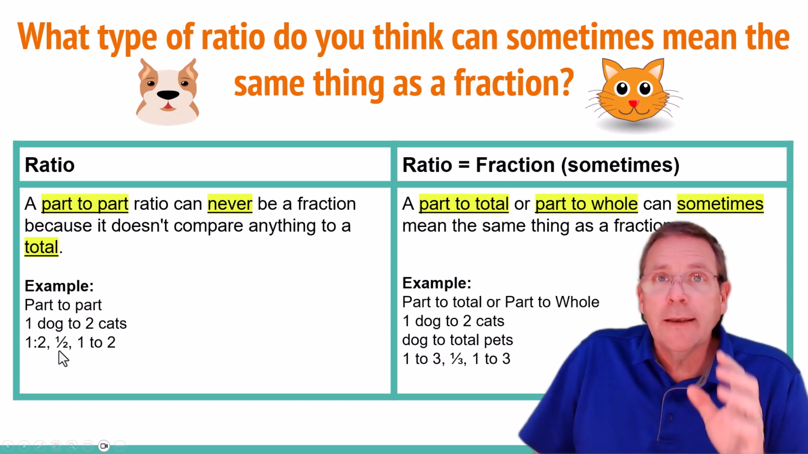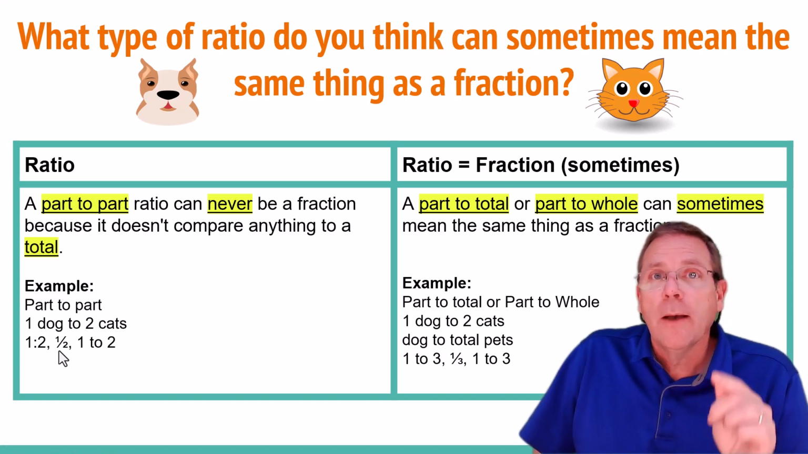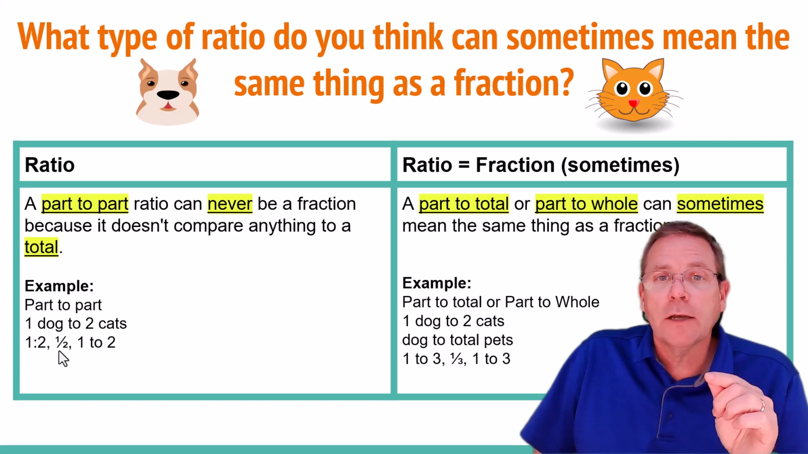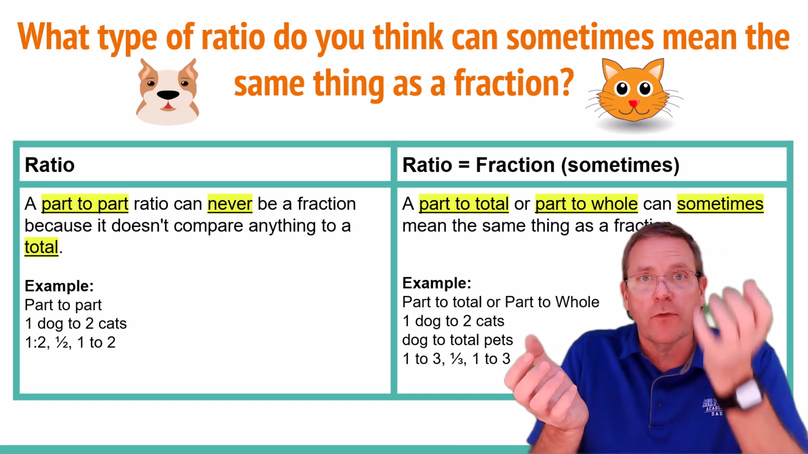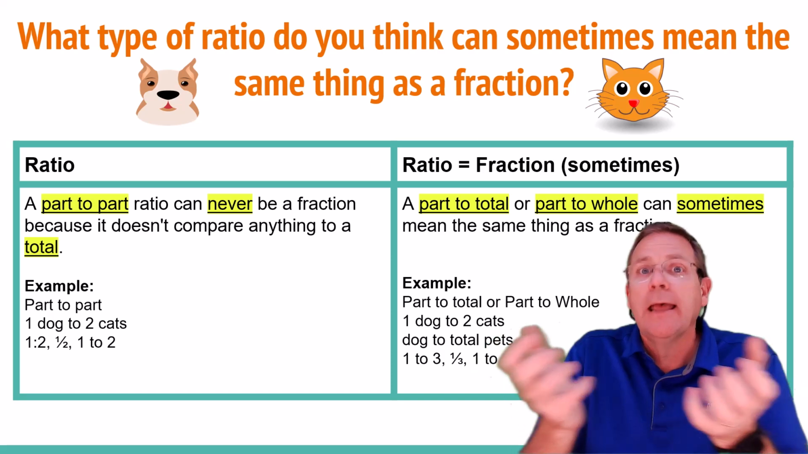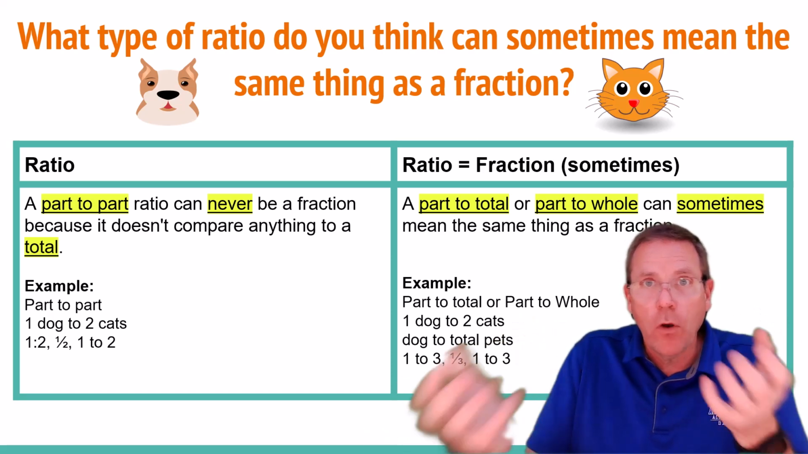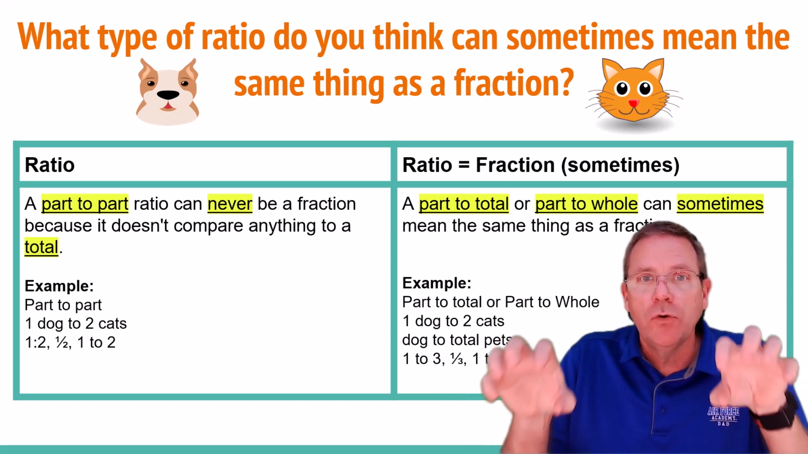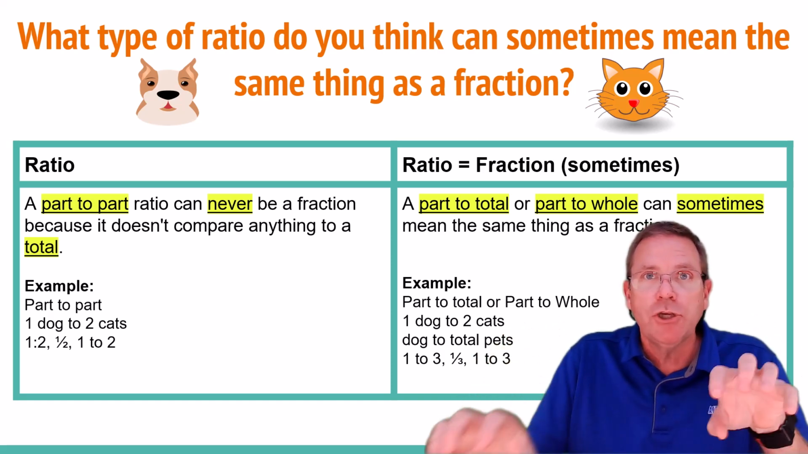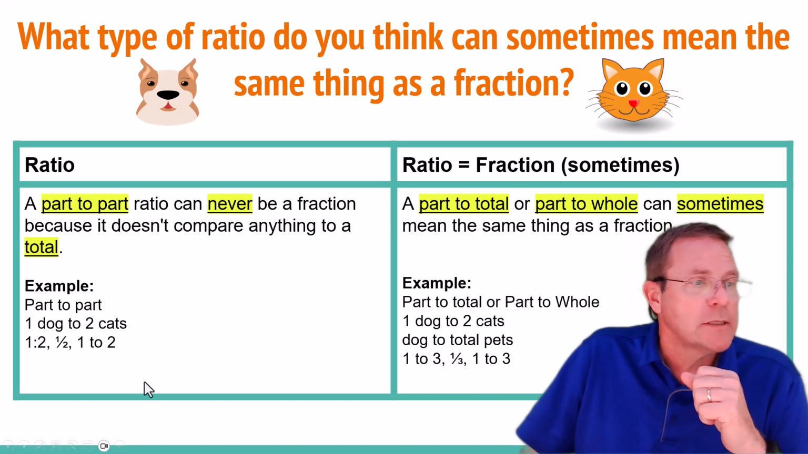It is written in fractional form, but it is not a true fraction, because it is comparing 2 parts, apples and oranges, not half of an apple pie. Okay, not part of a whole pie. It is comparing 2 separate things. So ratios compare 2 separate quantities.